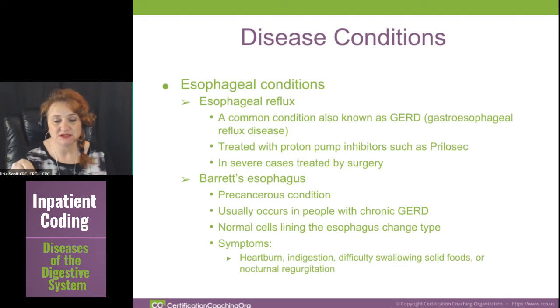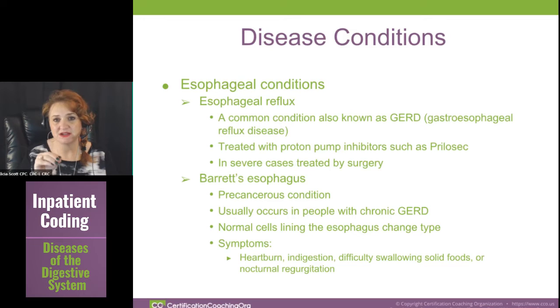Now, Barrett's esophagus is different. That is a precancerous condition. The reason it's precancerous is that, remember I told you the inside lining of the esophagus is very specific, a certain type of tissue. Those cells are very specific. They're esophageal cells. The stomach has a different type of cell, gastric cells. When you have reflux going up into the esophagus again and again, that irritation develops.